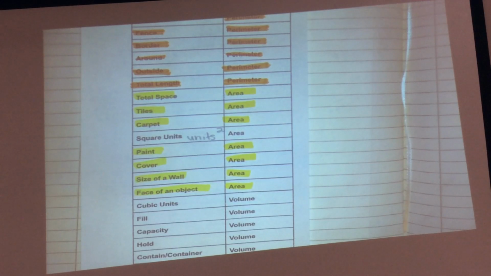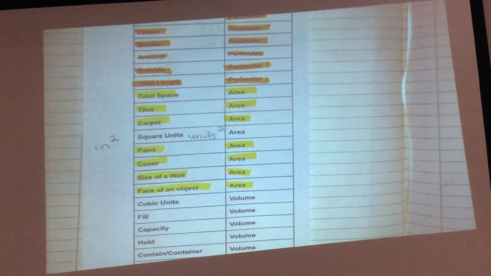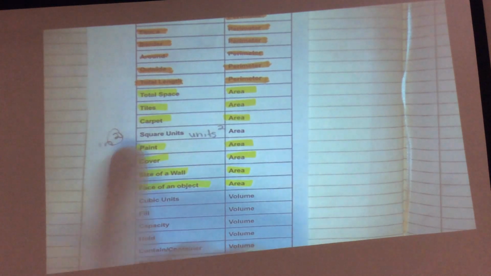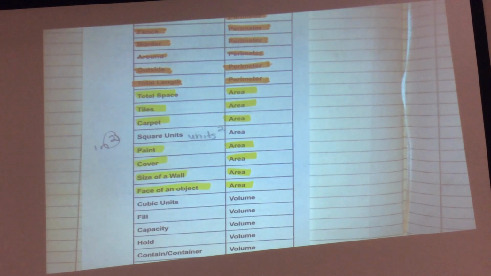Those are units. So I am taking and I'm squaring. If I multiply 3 inches by 2 inches, I'm getting 6 inches squared. It could say square inches, or you could write it inches squared. If you see units squared, you're working with area.